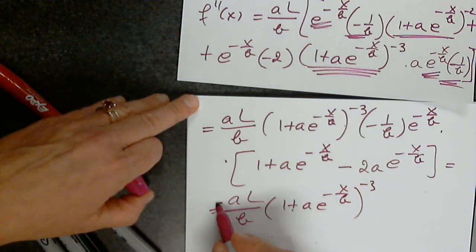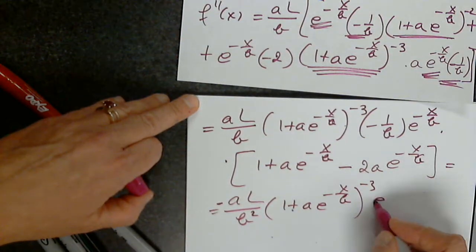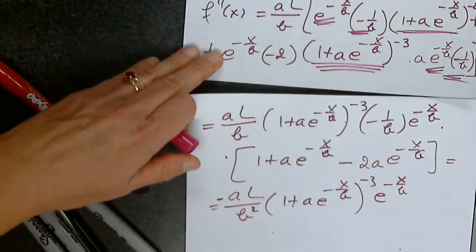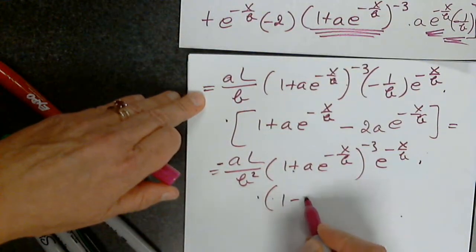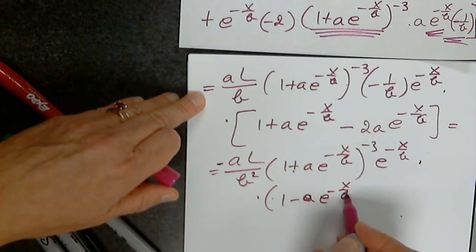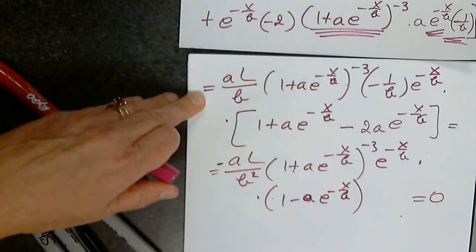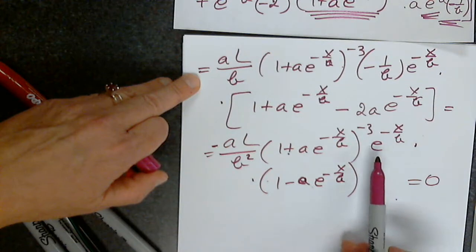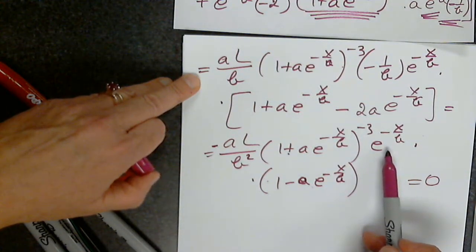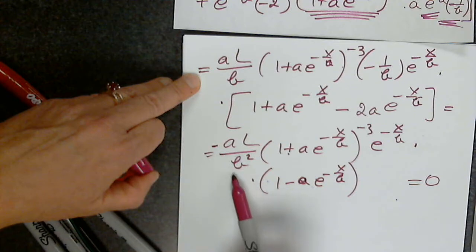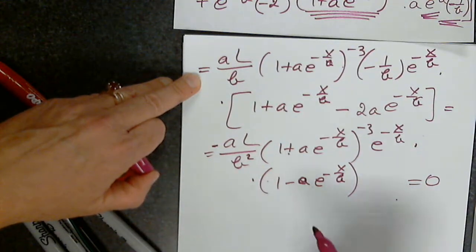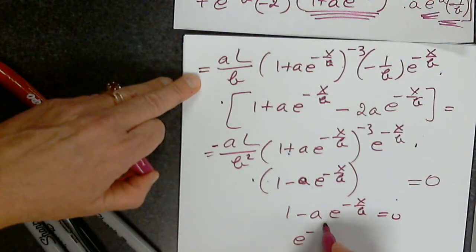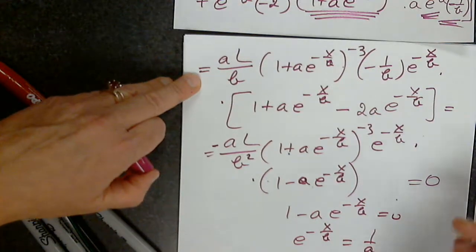So this b goes in front. I put b squared to make it easier to the eye. And this inside is 1 minus a e to negative x over b. And when I finally set this equal to 0, let's see what we have. This goes to the denominator, this goes to the denominator, and this is positive. So I have 1 minus a e to negative x over b equals 0, or e to negative x over b equals 1 over a.